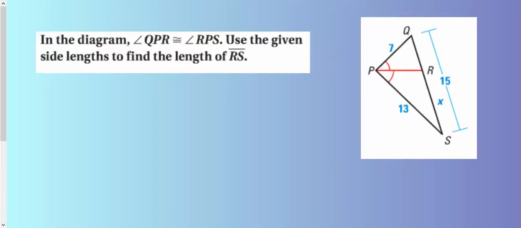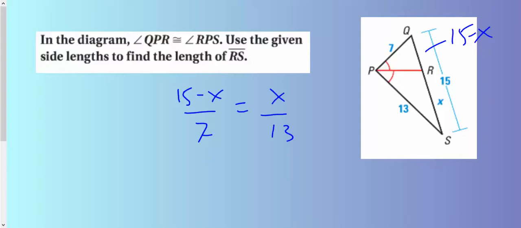Okay, so here's the triangle one. We're going to call this guy right here X, then QR is 15 minus X. So we're going to do 15 minus X over 7 equals X over 13. And then we'll cross multiply. I'll actually solve this one. This is a good one to solve.